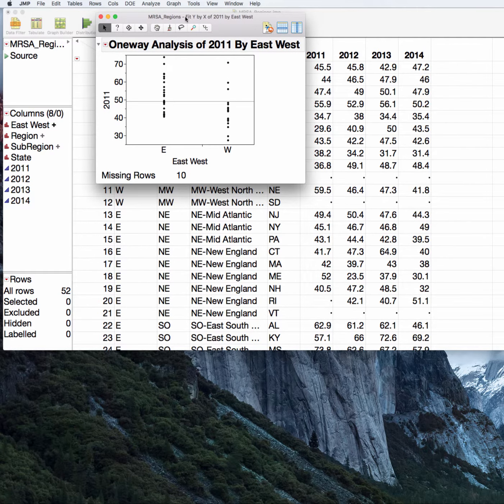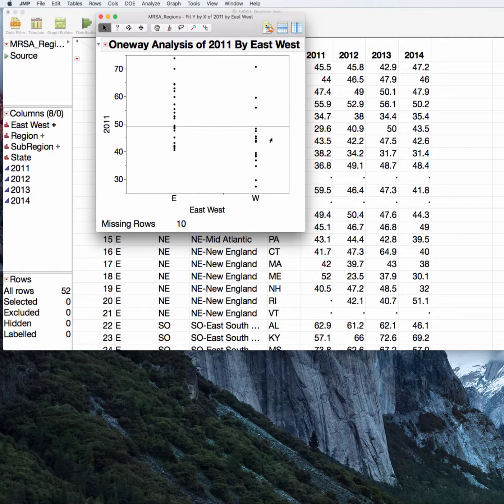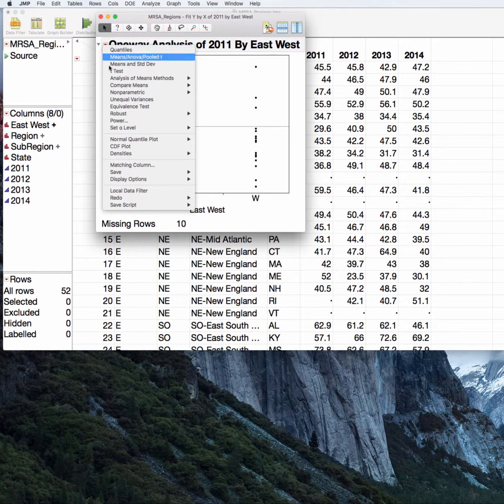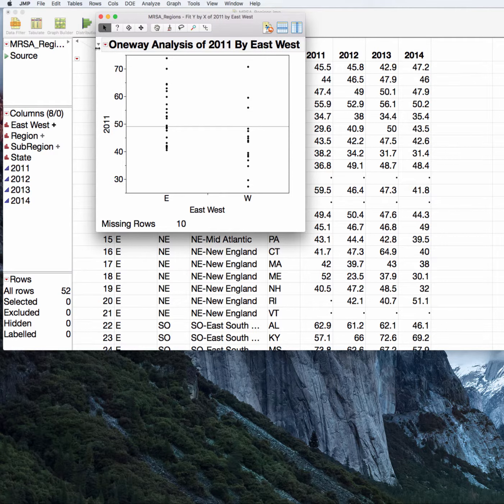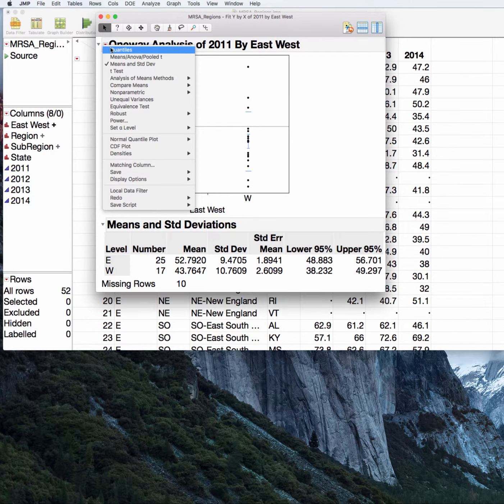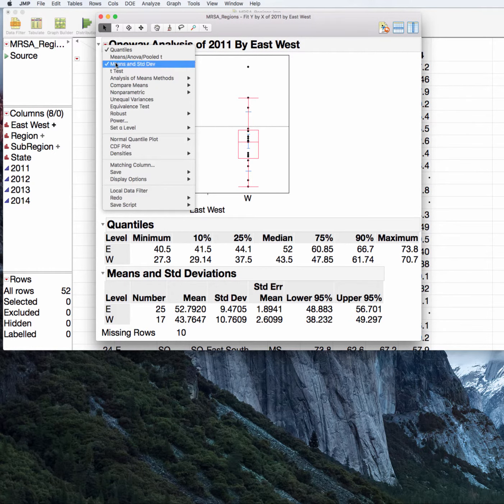So we see the familiar Anova graph. So we have east, we have west, we have dots for the individual states. We have the mean line, that's the average across all states, disregarding the group. We can do a couple of things. If we'd like to, we could remove the x-axis proportional. We could ask for means and standard deviations. We could ask for quantiles. We could assess for normality.